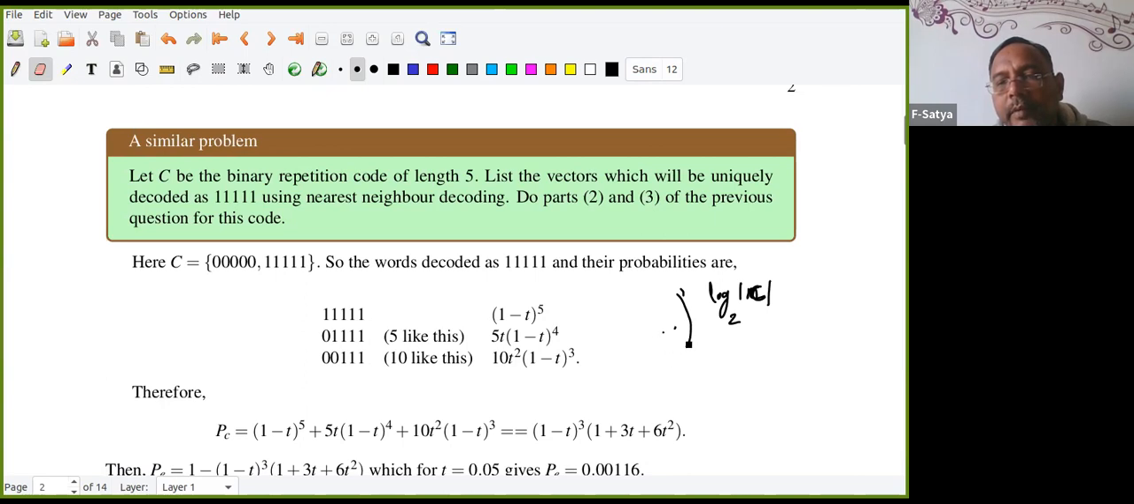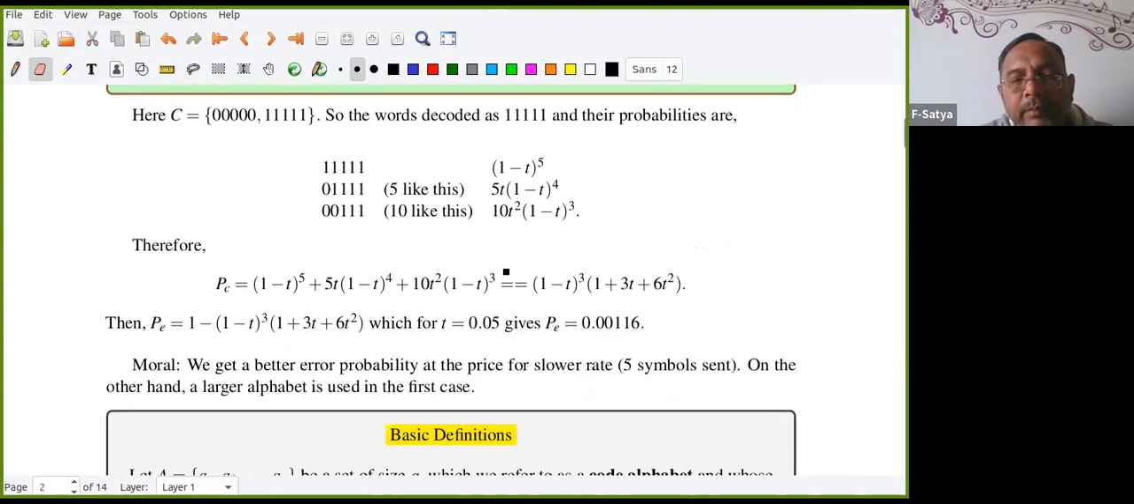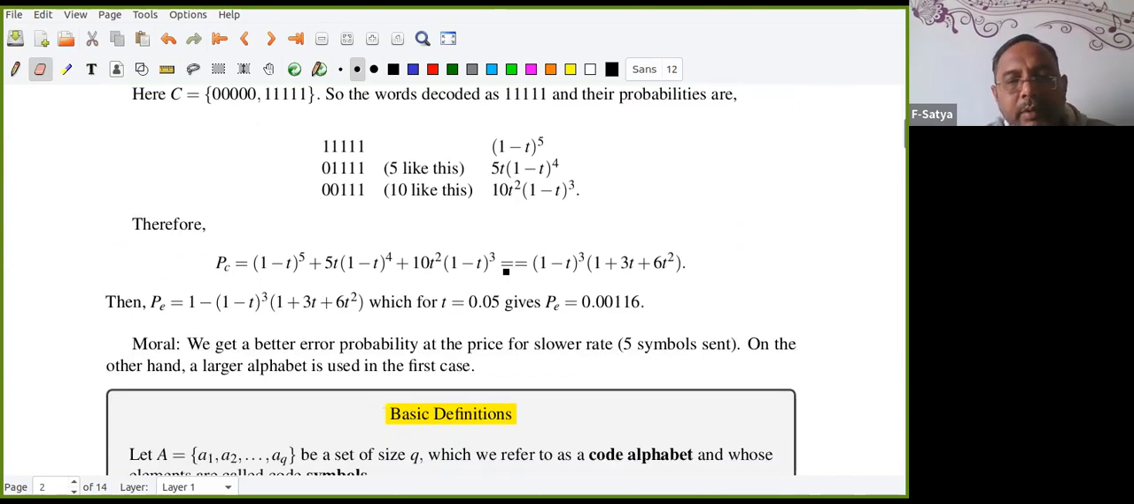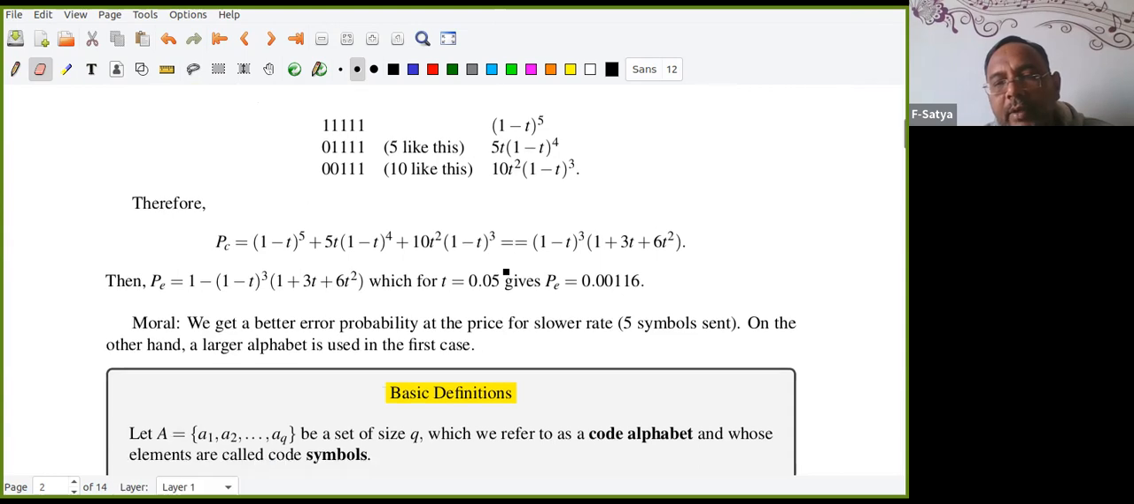But the earlier one has a rate a little better than this. It was 1 by 4 there, right? But even then, what is the advantage here? On the other hand, the larger alphabet is used in the first case. Try to understand that also.